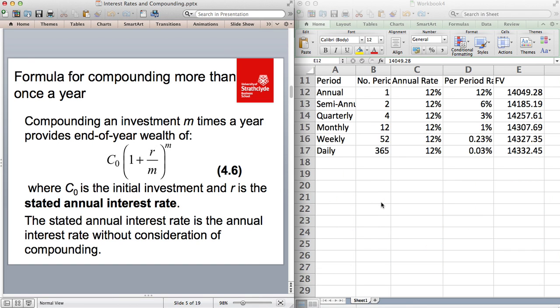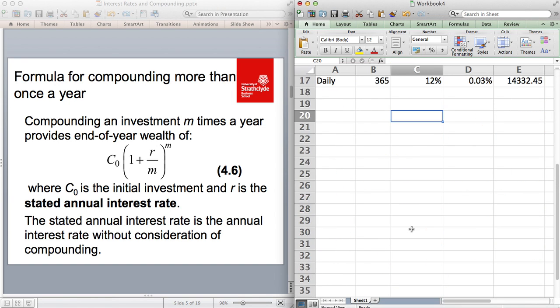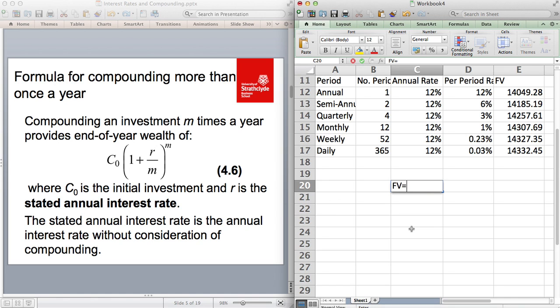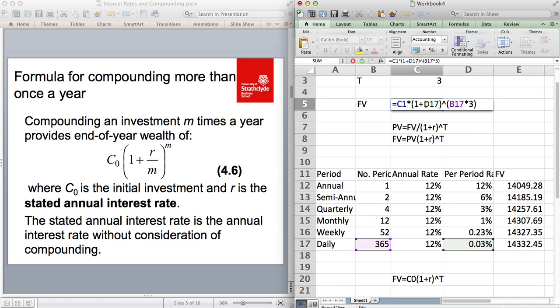What's the formula? Well, now let's think about it. I've used this formula. I'm going to bring this formula again. FV is equal to C naught, that's PV. Remember, we can interchange these. 1 plus R to the power T. But what have we done here? Well, what we've done is we divide the R by the number of periods, and then if you just see this formula here, we take to the power the number of periods times the number of years that you're investing over.